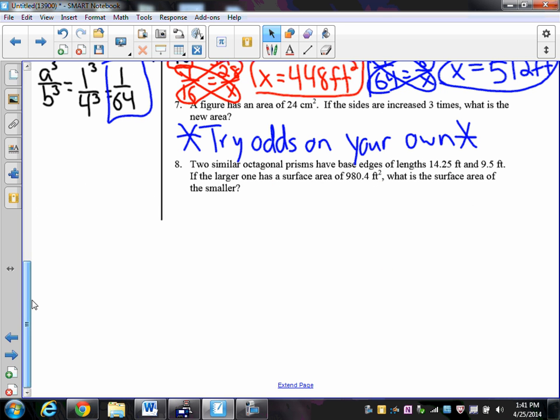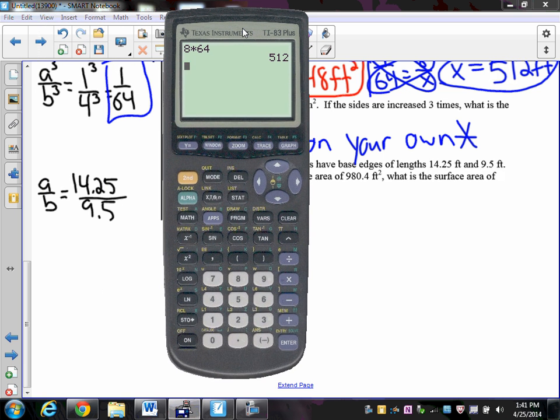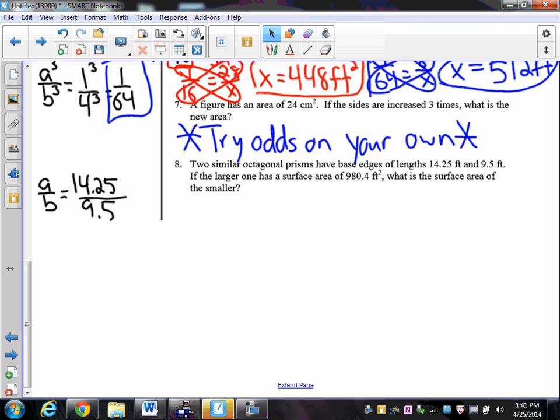Number 8 talks about two similar octagonal prisms that have base edges of lengths 14.25 and 9.5. So that means A to B is going to be equal to 14.25 over 9.5. Let's see if we can simplify that in our calculators. And we should see that'll be 3 over 2. So we have A over B is 3 over 2.